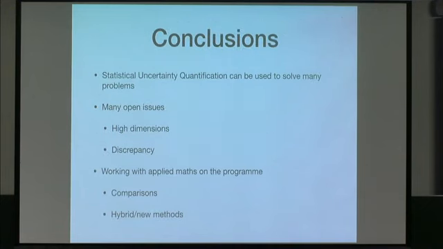Conclusion: statistical uncertainty quantification can be used to solve many problems. It's not a panacea, it's not trivial to do, but it might help in a lot of cases. There are lots of open issues. High dimensionality is a problem. We don't scale terribly well to very high dimensions.